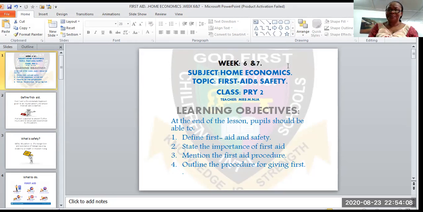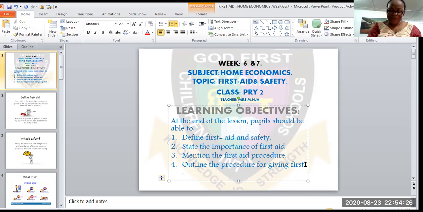And lastly, you should be able to outline the procedure for giving first aid. Are we clear? Beautiful.